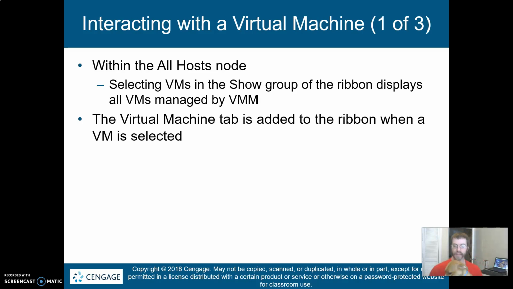Anyway, as you're doing this, to get to your VMs, you're going to need the VMs and Services workspace down in that lower left-hand corner. You've got the list of four workspaces: your VMs and Services, your Fabric, your Library, your Jobs, your Settings.